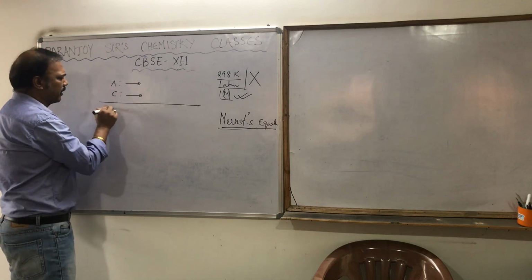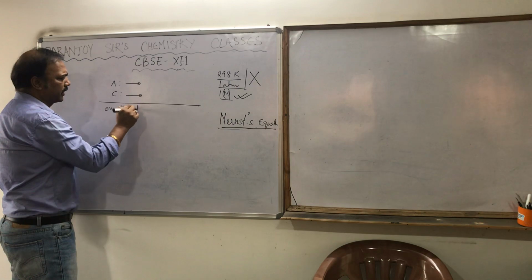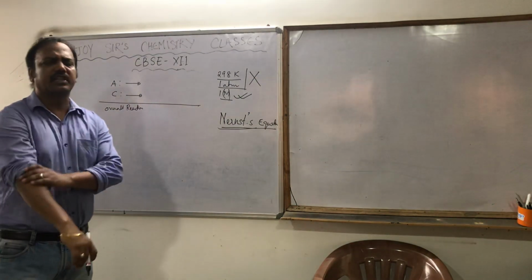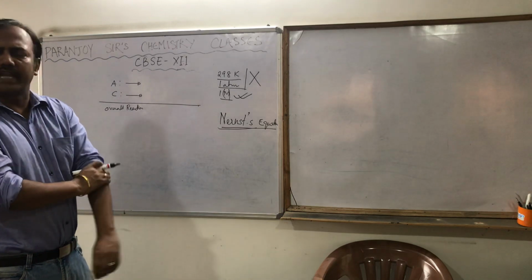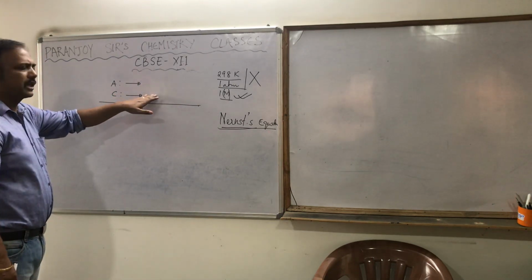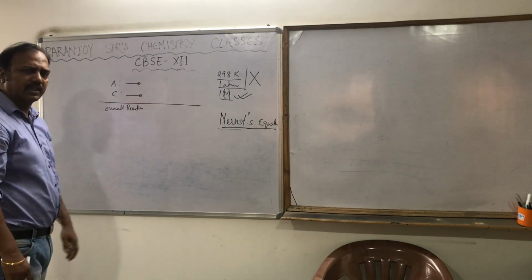What is the overall reaction? We know this. Let the overall reaction that is taking place be written in general, so that you can do it for any cell. If you know the reaction at anode and the reaction at cathode, you can write down the overall reaction. Let me write down the overall reaction in general.